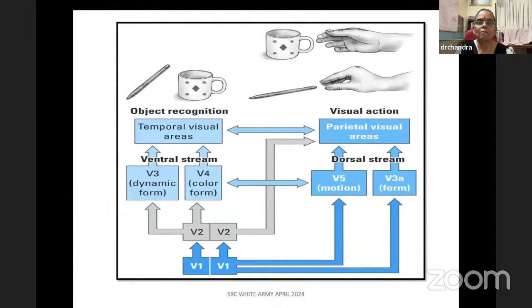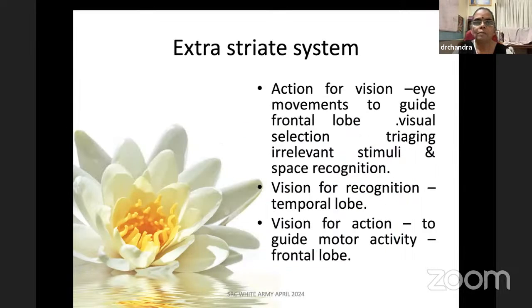So here you see an object, and you can see the depth of it. And where it is is determined by the parietal visual area. What is the depth in which that cup is placed, and what is the purpose of the cup, what is the purpose of the pen, that happens through the ventral stream. And what is this extra-striate? Striate recognition is lower order and extra-striate is the higher order.